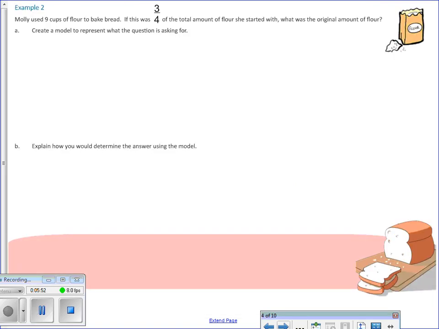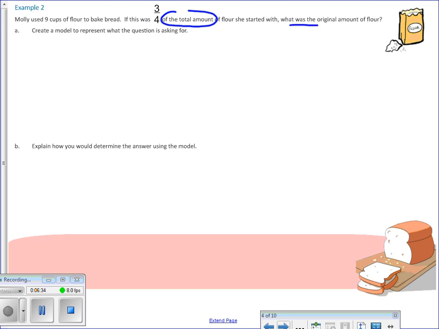Remember, we're going to keep asking ourselves, what do we have? How are we going to set this up? Like I said, the next couple of days, lots of cooking going on. So Molly used 9 cups of flour to bake bread. Picture it, that's what she used. She took it out of her cabinet. She had her big container, scooped out 9 cups. The 9 cups that she used was 3/4 of the total amount she started with. So, of the total amount.